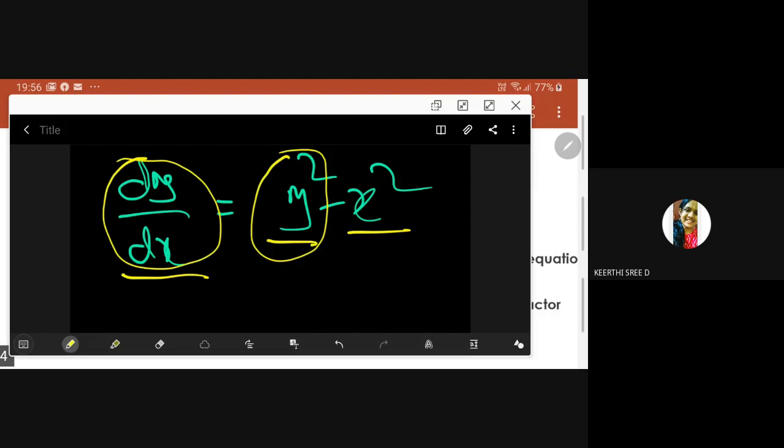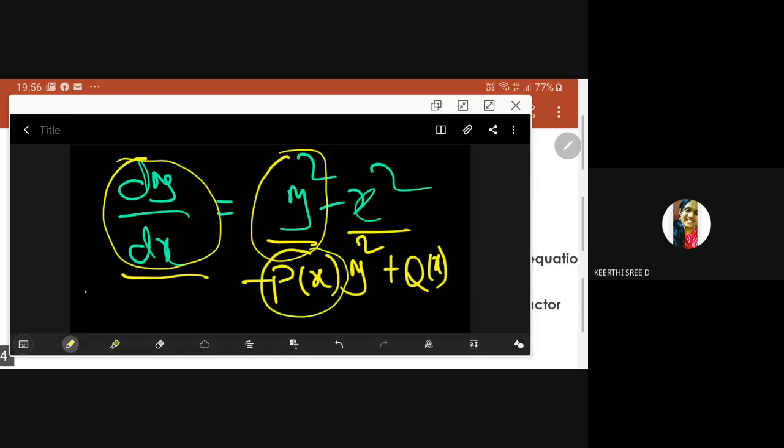This can be viewed as a Bernoulli's equation because if you look here, your form is minus px into y square minus qx plus qx. So what is your px here? Your px is minus 1 and your qx is minus x square. That is the scenario. So this can be viewed as a Bernoulli's equation. This is not a separable equation. This is not a homogeneous equation, but this can be viewed as a Bernoulli's equation, but this is not a Leibniz equation.